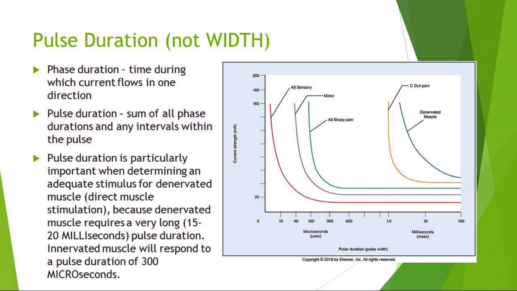When we get out to the C fibers, which are the dull pain, and denervated muscles, you need a longer pulse duration to stimulate those. So basically, what we're trying to do when we're trying to stimulate a motor nerve is get the combination of duration that gives a motor response and amplitude that doesn't give a sharp pain response. So it's a fine line, and it's also personal.